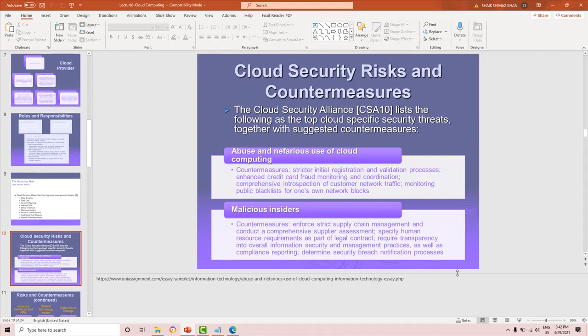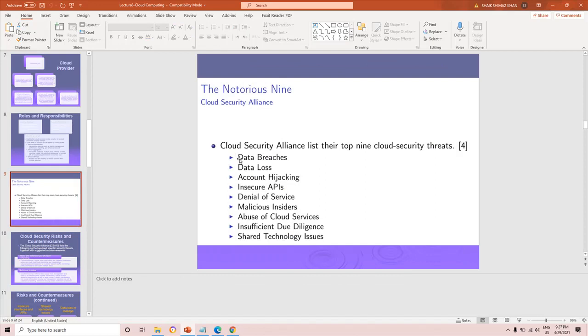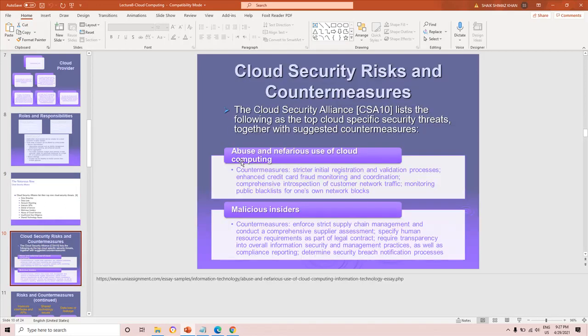Next, we shall discuss the different cloud security risks and countermeasures. The Cloud Security Alliance lists the following top cloud-specific security threats together with suggested countermeasures, like data breaches, data loss, account hijacking, insecure APIs, denial of service, etc. So we shall discuss them one by one.